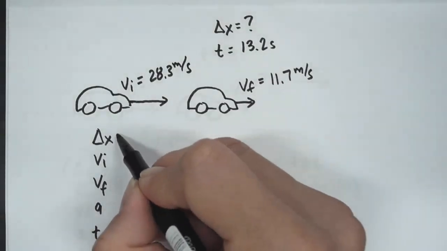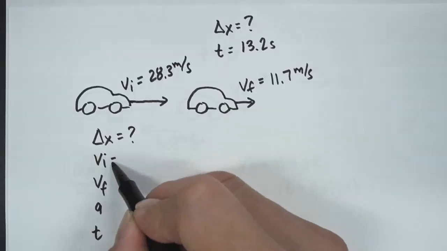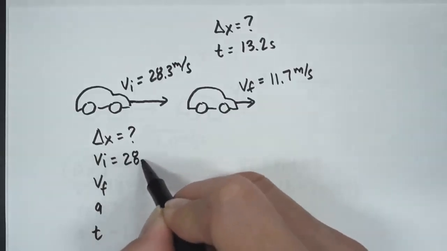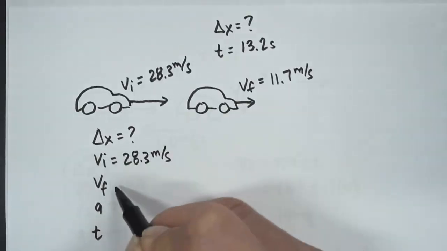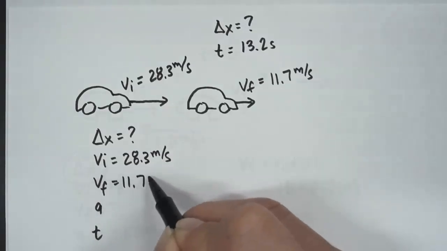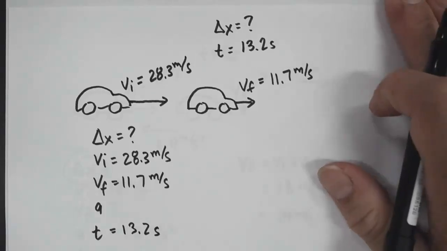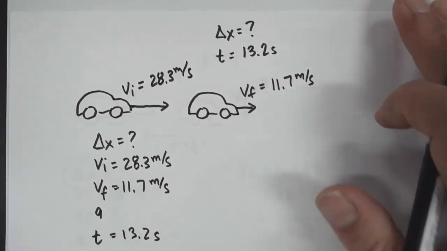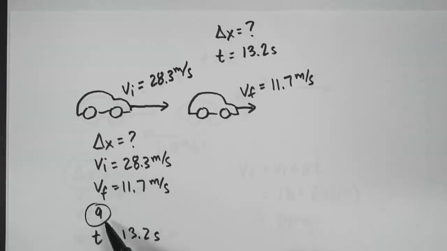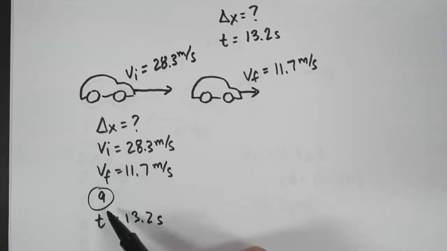We're looking for delta x. We know Vi is 28.3 meters per second. We know the final velocity is 11.7 meters per second. Our time is 13.2 seconds. That's how long it was traveling for. And so now I'm going to go back to our chart and look for the equation that does not have the a, because we don't know a and we're not looking for it. So we're looking for the equation that does not have an a in it.